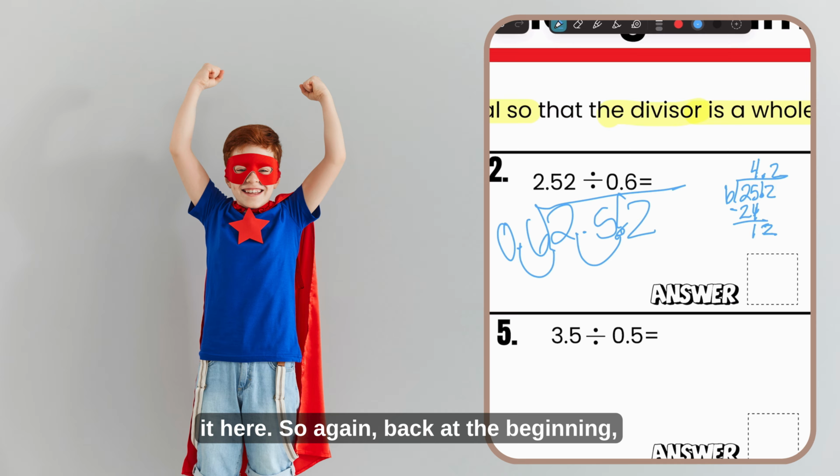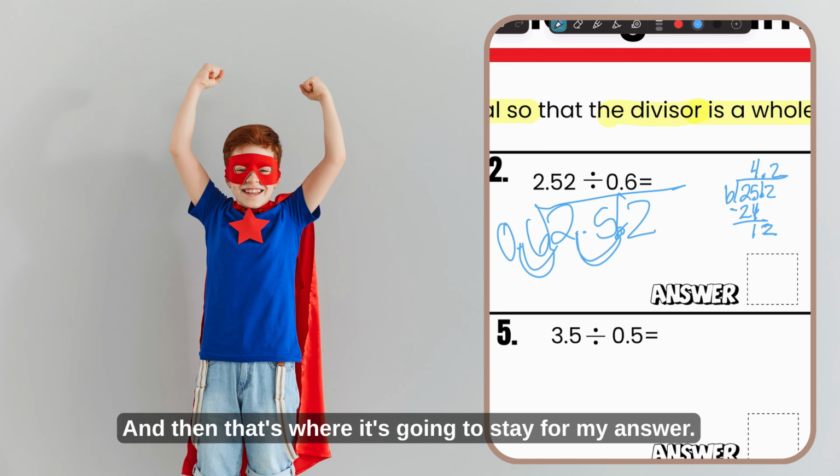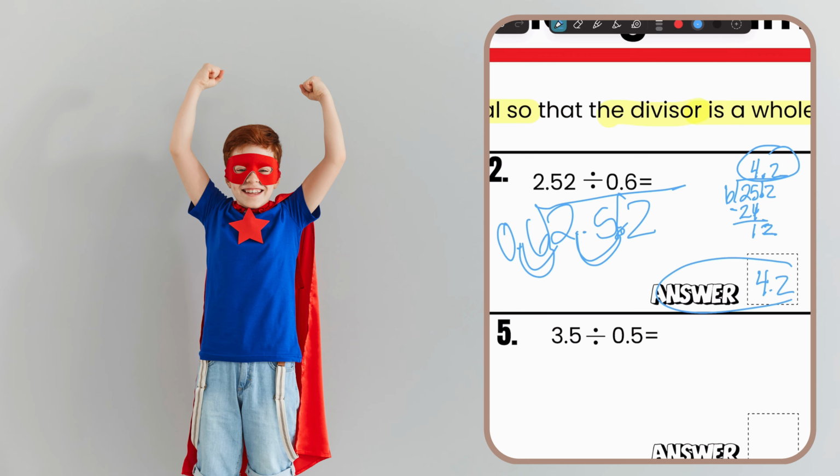So again, back at the beginning, I move my decimal point out of the way once. So from the 2.52, I move it once to 25.2, or 25 and 2/10. And that's where it's going to stay for my answer. So my answer is 4 and 2/10.